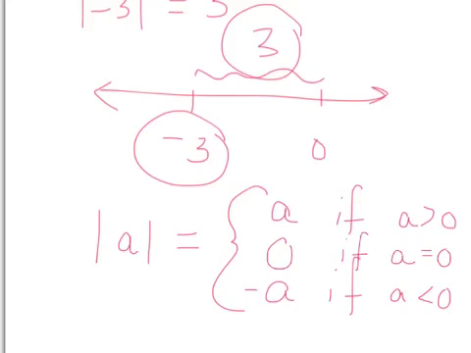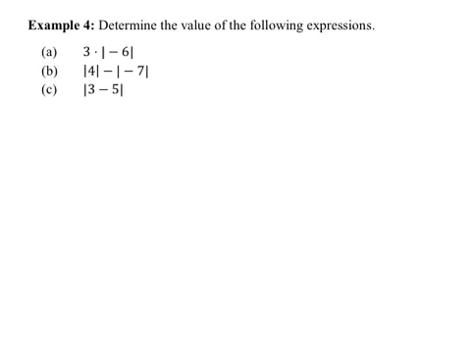So what we have is three conditions. Again, the absolute value of A can take on any of those possibilities if we know what A is, if A is positive or negative, etc. Let's take a look at example 4 here. In example 4, it says determine the value of the following expressions. Well, absolute value is just like parentheses. So if we remember PEMDAS, we have to do the absolute value parts first.